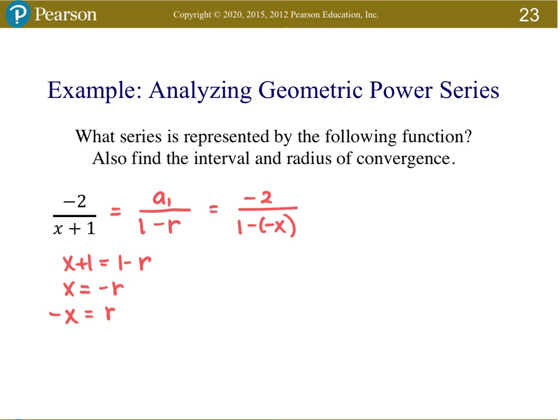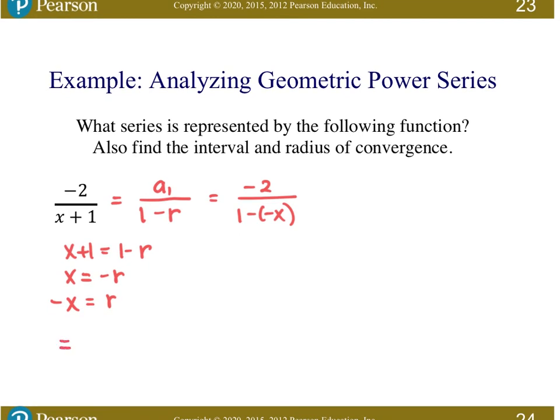So the series that this is representing starts with negative 2, and then I multiply that by negative x, so that would be 2x, and I multiply that by negative x, so negative 2x squared, and I multiply that by negative x. Okay, and so I'm getting this series: negative 2 plus 2x minus 2x squared plus 2x cubed minus 2x to the 4th.